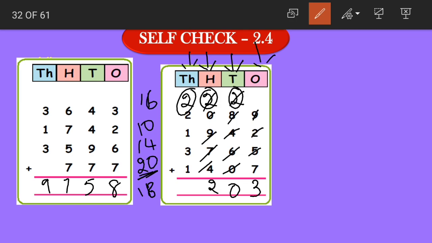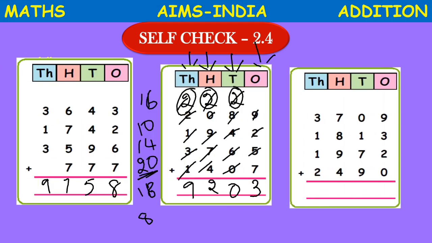Lastly, in the thousands place we have 2 plus 2, 4. 4 plus 1, 5. 5 plus 3, 8. 8 plus 1 becomes 9. So 9203 is our answer for the second question.